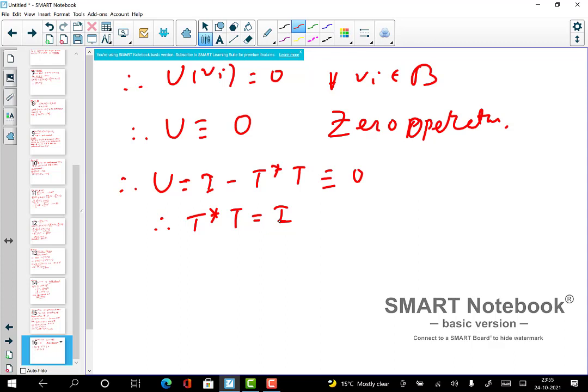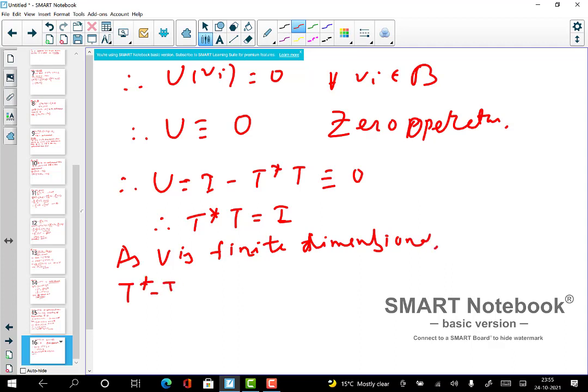So T star T is the identity operator, and because my V is finite dimensional, they are inverses of each other, right? So as V is finite dimensional, T star is equal to T inverse, right? So thus T star is nothing but T inverse, and T T star is equal to the identity. Okay, then what does that mean? That means T star T equals T T star, whatever. So this proves 1.